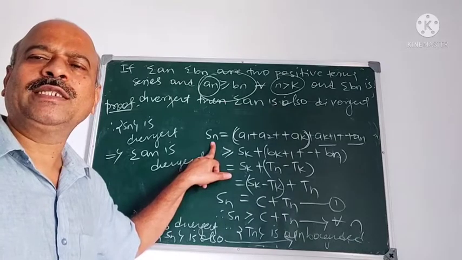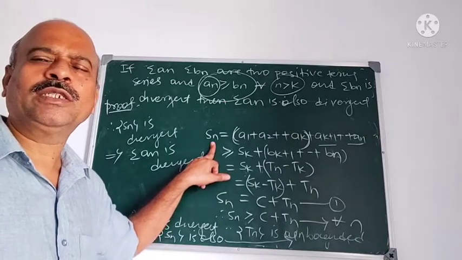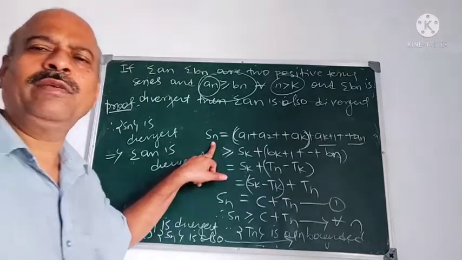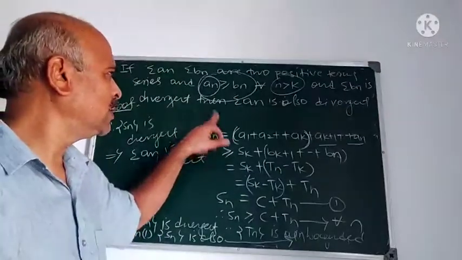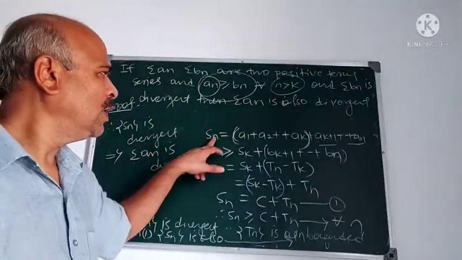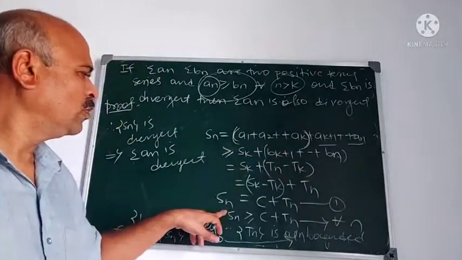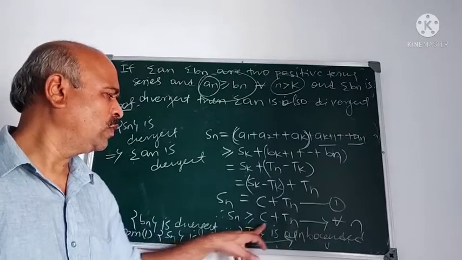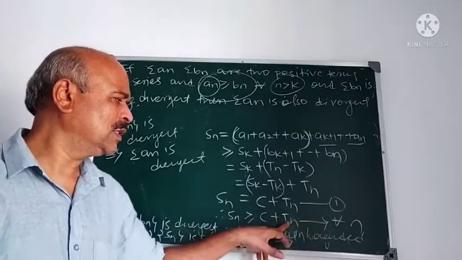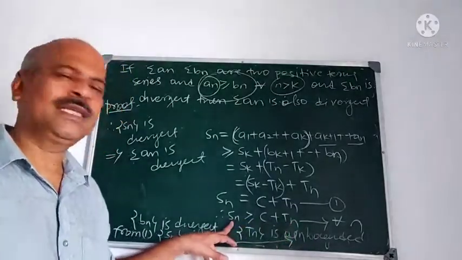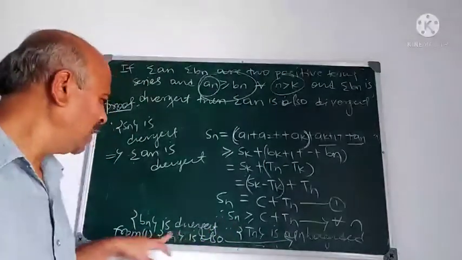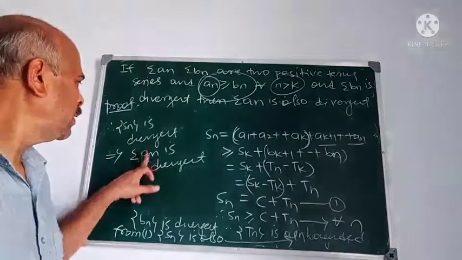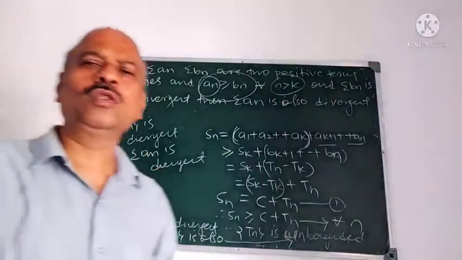An infinite series diverges if the sequence of partial sums is divergent. Now we have formed a sequence of partial sums for these two. We have proved that Sn is greater than or equal to C plus Tn. Therefore, since Tn is unbounded, Sn is also unbounded. Therefore Sn, the sequence of partial sums of an, is divergent. Therefore sigma an is also divergent.